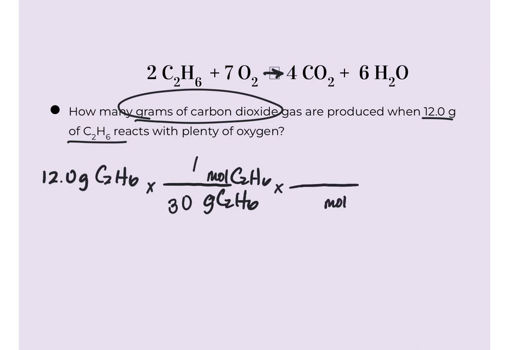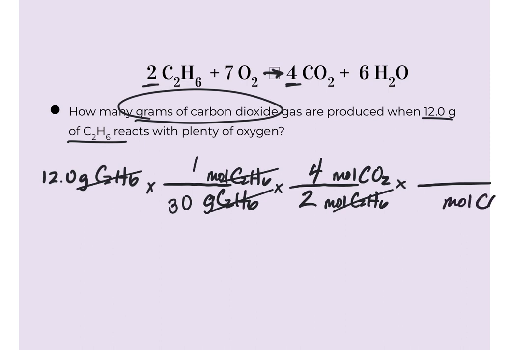Then I'm going to convert moles of ethane into moles of CO2. If I look at my balanced equation, there's 4 CO2s for every 2 ethanes. And then finally, so that crosses out, that crosses out. Now I'm going to convert moles of CO2 into grams of CO2. 1 mole is equal to 44 grams. This is equal to 35.2 grams.